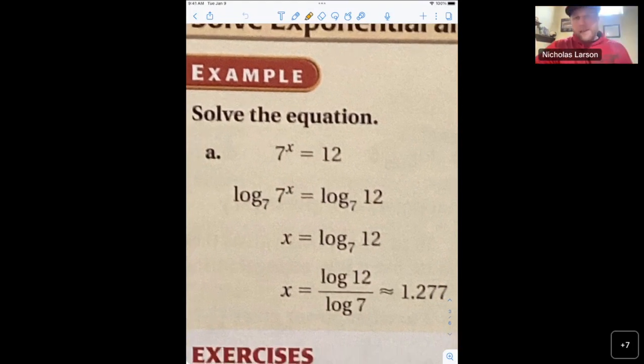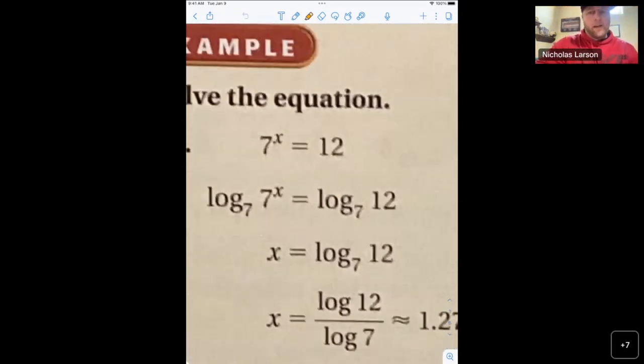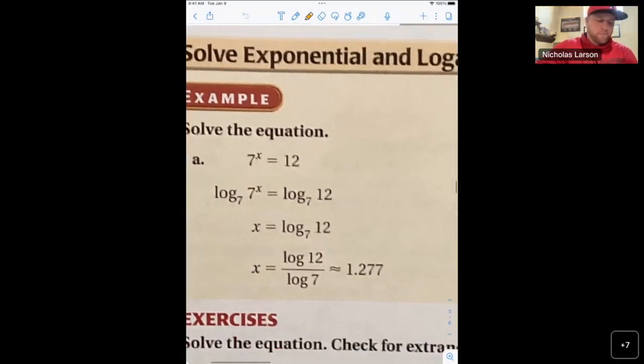How I would solve this if I don't have a change of base on my calculator is log 12 divided by log 7. If you do have a change of base on your calculator, you could just type in log base 7 of 12.